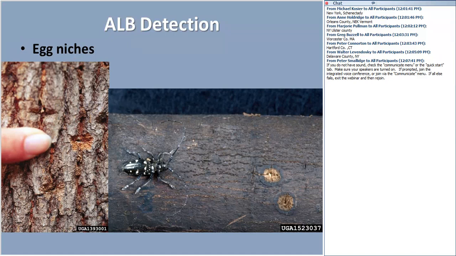Here is another very important character, the egg niches. It takes a little bit of time for the female to lay her eggs, but she eats down in there very rapidly, actually. Mouth parts are very strong, and she inserts the egg in that niche. You can see here's a fresh one right here, and here's an older one. So you can go into a stand and cut down trees, and you can look at the oviposition history in that stand by looking at the age of the egg niches in the trees.